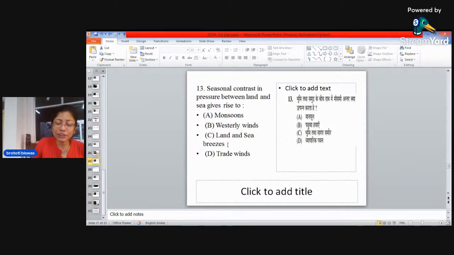Because land and sea breezes are diurnal winds. Land breeze blows during the night and sea breeze blows during the day. So they are diurnal winds.